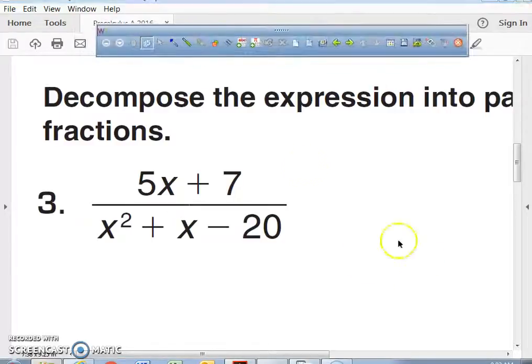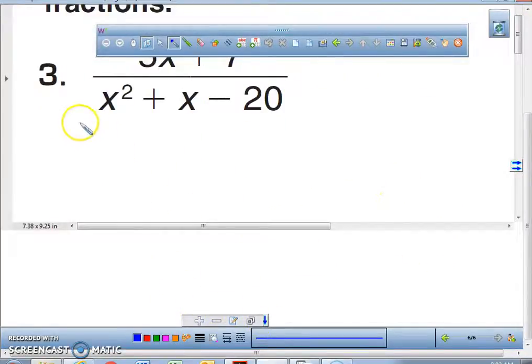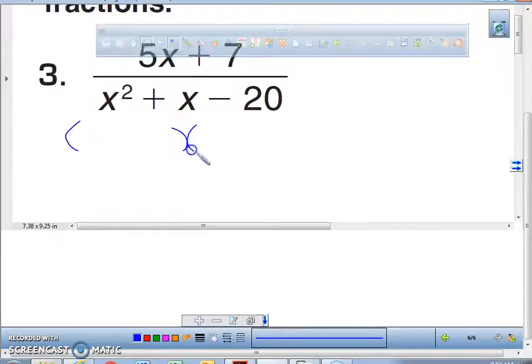All right, we're going to review right now how to decompose this expression into partial fractions. The very first thing that I want us to do, I want us to factor. We need to be able to factor this trinomial. These are very, very easy to factor.